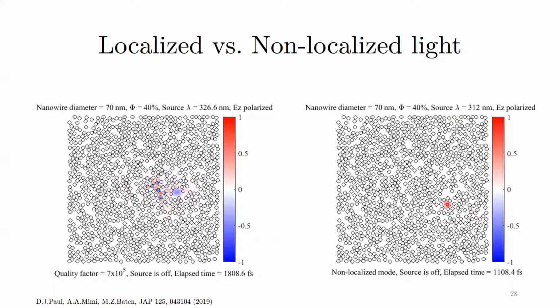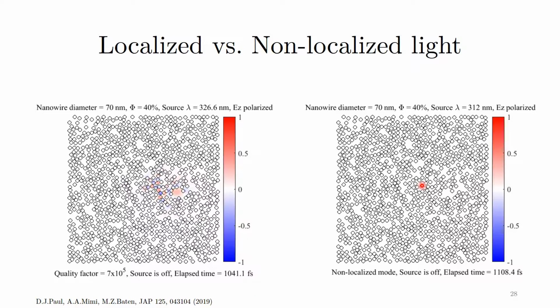Let me show you the animation again, because it happened fairly fast. So this is the localized mode. That's why we call this the localized light, whereas this is the non-localized light. This is what we expect to see when we compare the localized versus the non-localized light.